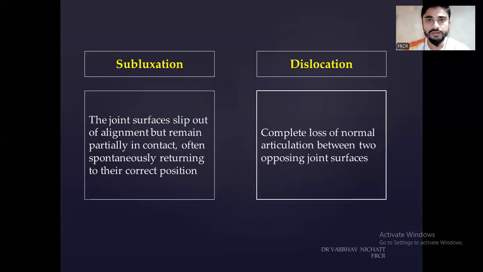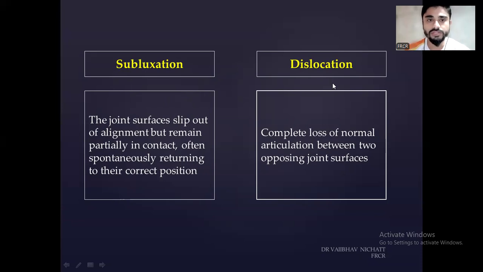The next thing that you should know is how to differentiate subluxation versus dislocation. If there is complete loss of normal articulation between two opposing joint surfaces, that means 100%, with no overlap of even 10% of the joint surfaces, then it is a dislocation.